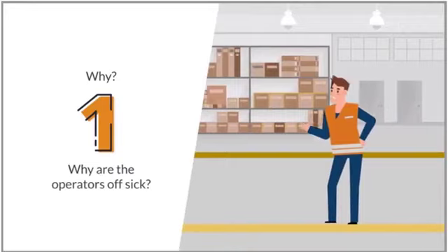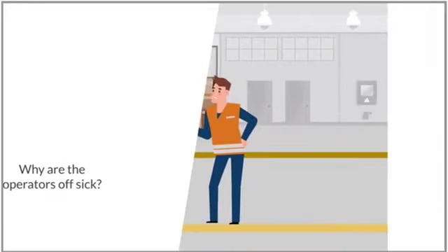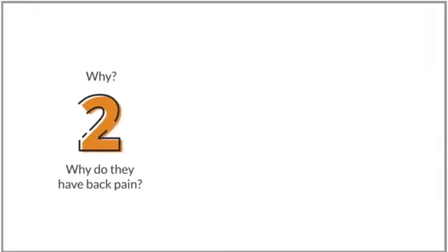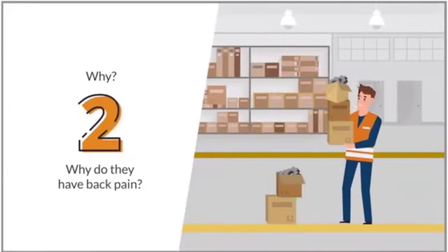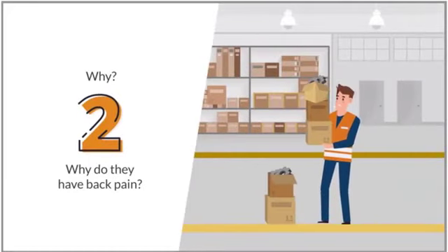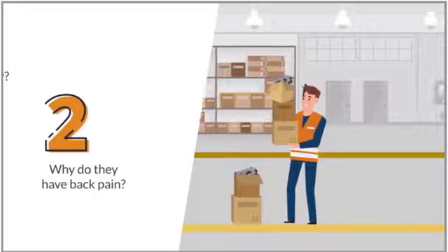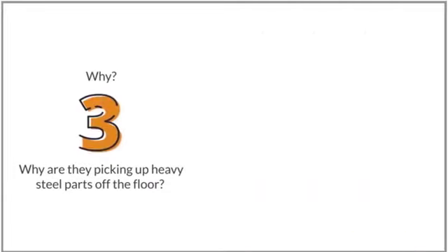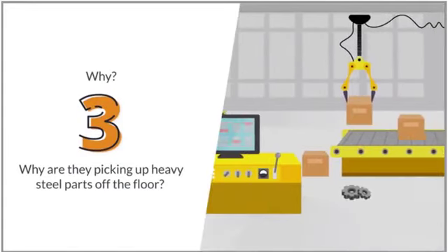First why. They all have back pain. Why do they have back pain? Second why. Because they have to pick up heavy steel parts off of the floor. Why are they picking up heavy steel parts off of the floor? That isn't our standard procedure. Third why. Some steel parts fall off the conveyor belt during production.